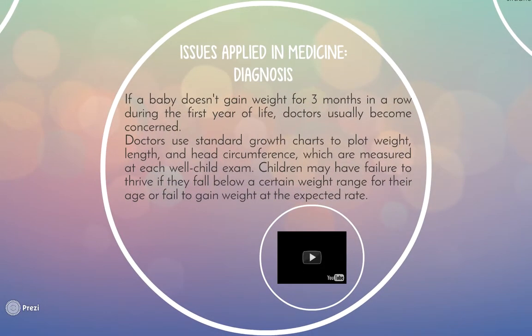Diagnosis. If a baby doesn't gain weight for 3 months in a row during the first year of life, doctors usually become concerned. Doctors use a standard growth chart to plot weight, length, and head circumference, which are measured at each well-child exam. Children may have failure to thrive if they fall below a certain weight range for their age or fail to gain weight at the expected rate.